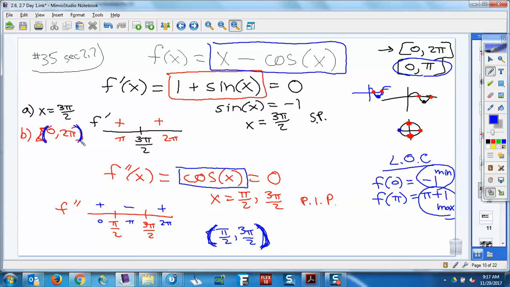And then last thing, it says, where is f increasing most rapidly? Evaluate f prime there. Well, where is something going to increase the most rapidly?